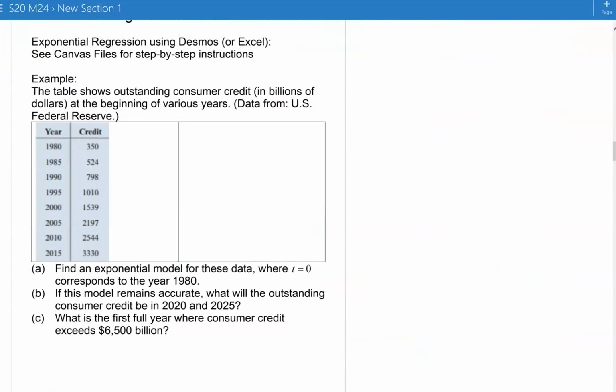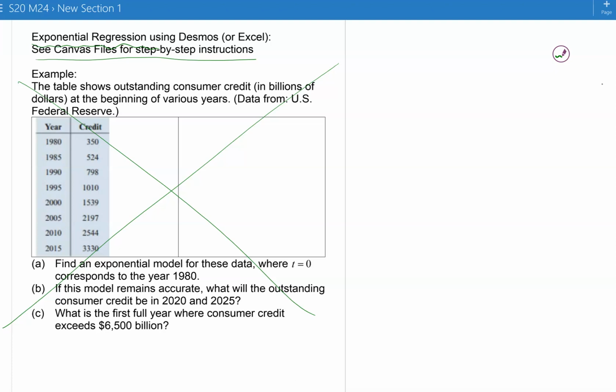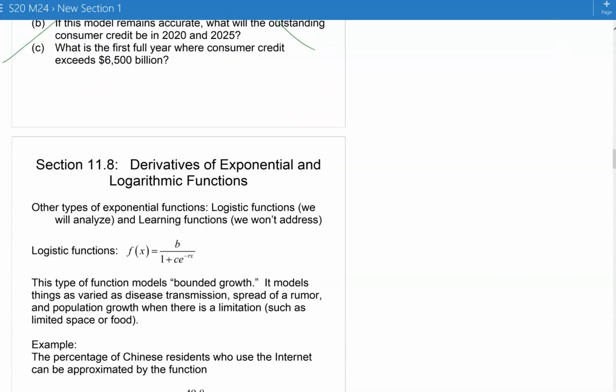Okay, so there's one exponential regression problem in the homework. If you're interested in it, you can look in the Canvas files and see the step-by-step instructions for how to do an exponential regression. But I'm going to skip this for now in the interest of having more time to spend on the calculus. So you can skip that one homework problem and you won't be missing anything that's part of the curriculum. It was just an interesting extra thing that if I have time, I like to add it in.